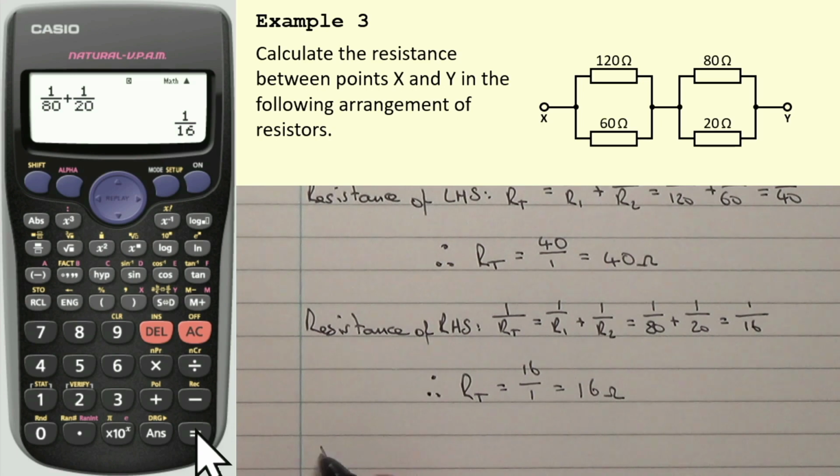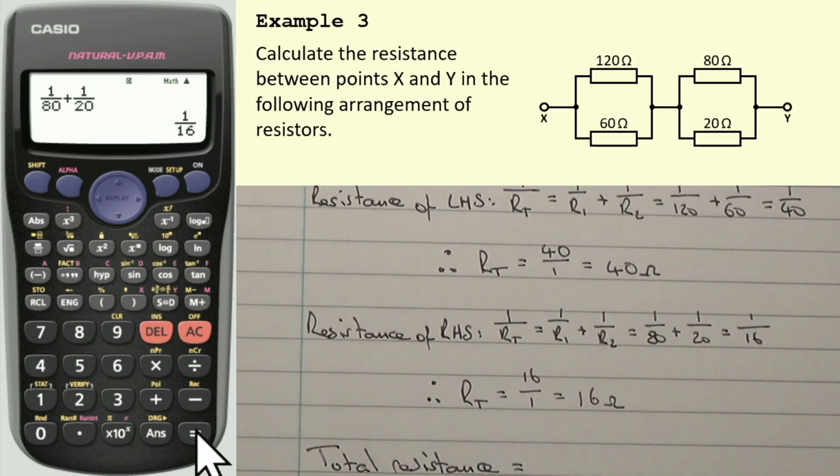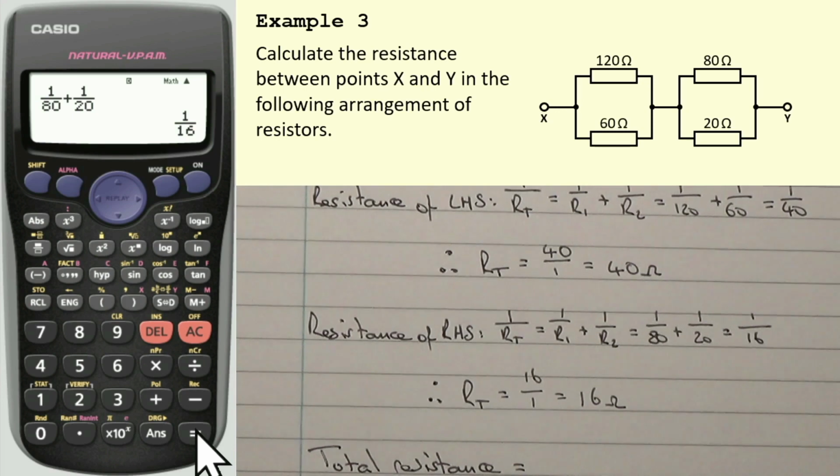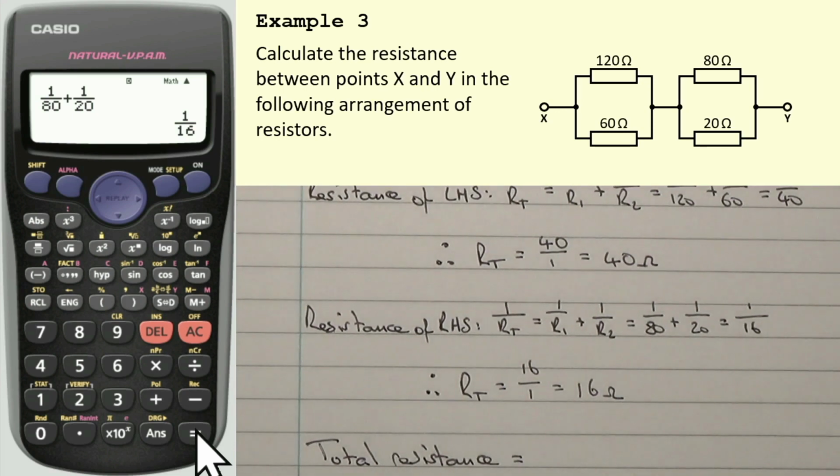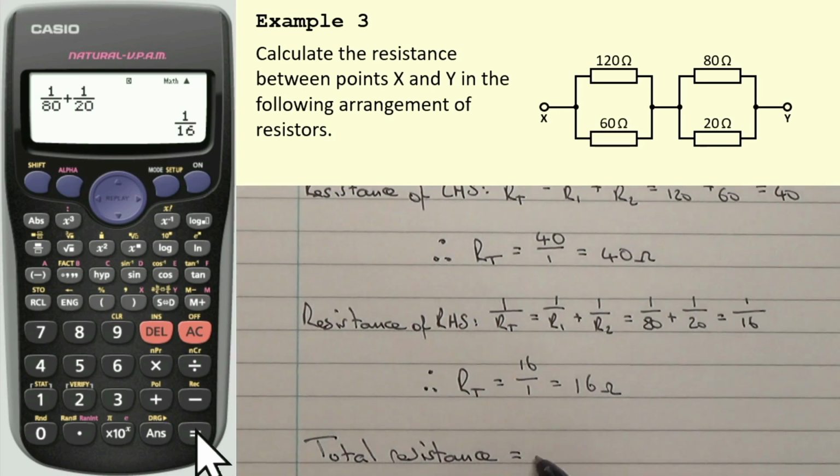So we can just say that the total resistance is equal to, and of course with resistors which are in series, and here we have two branches which are in series, we just add the two resistances together. So that would be 40 plus 16 is of course equal to, I'll not use the calculator for this, 56 ohms. So there we have it.